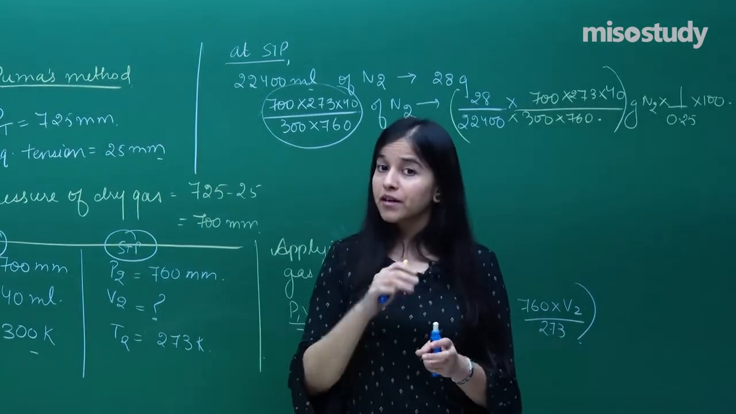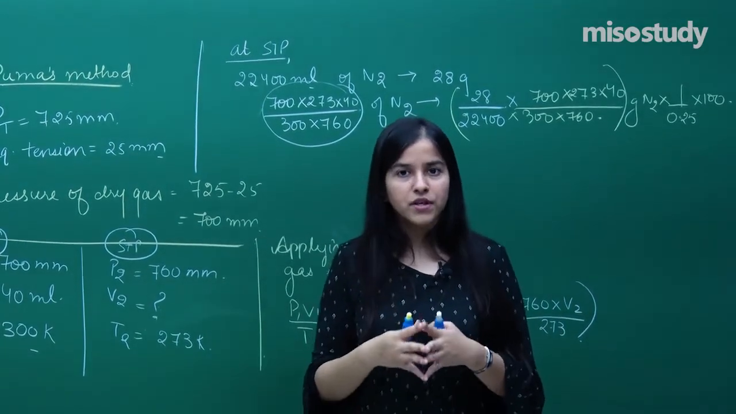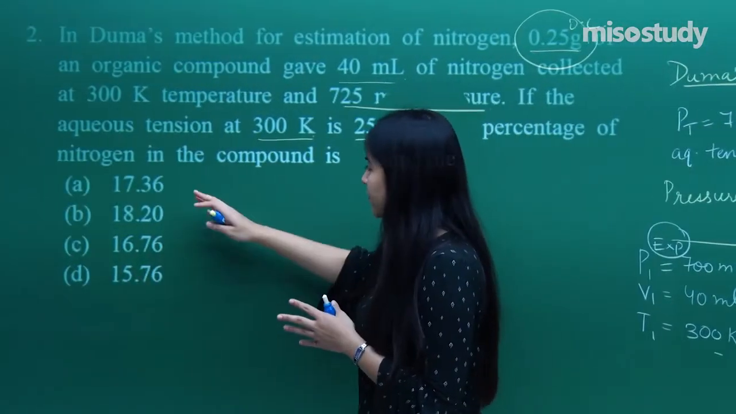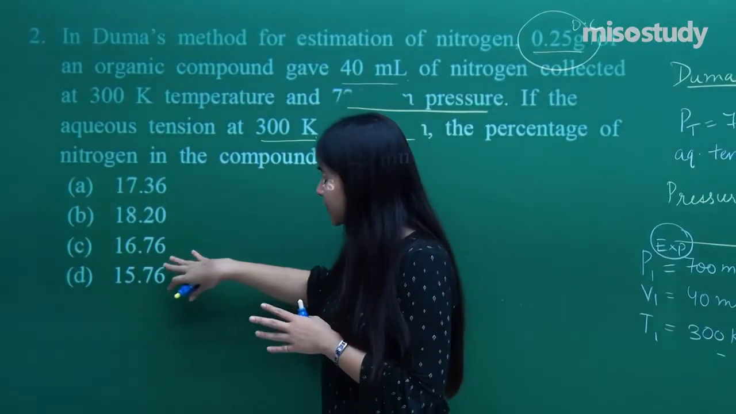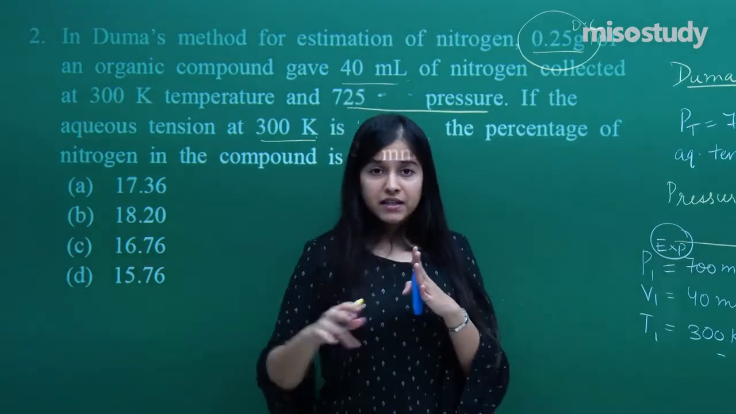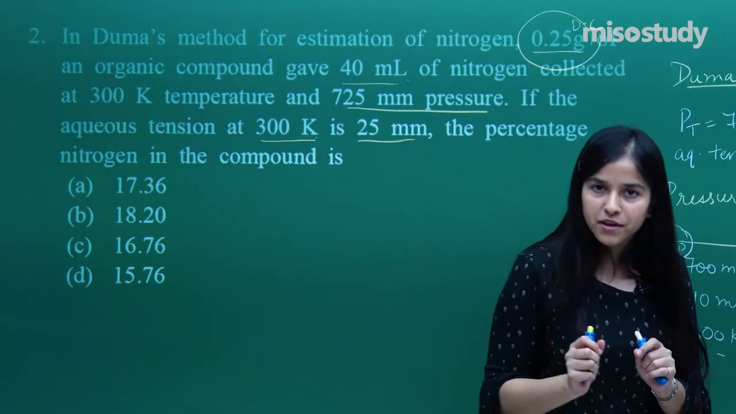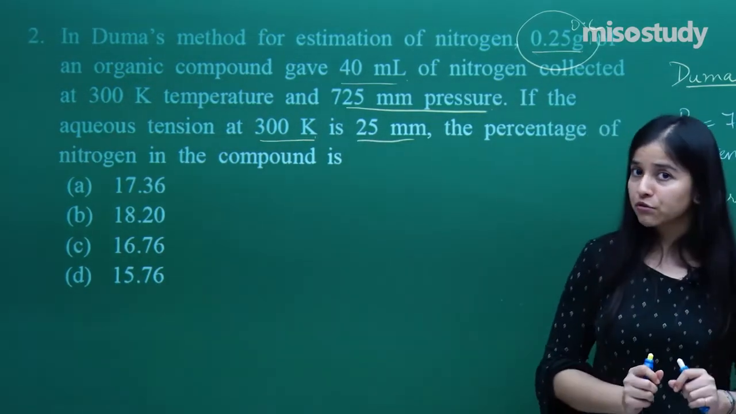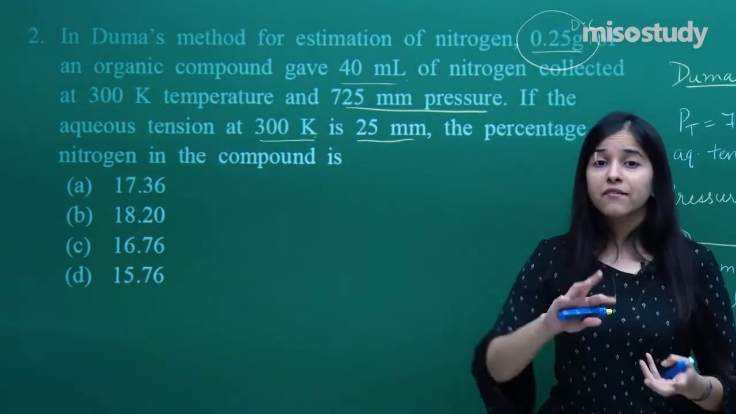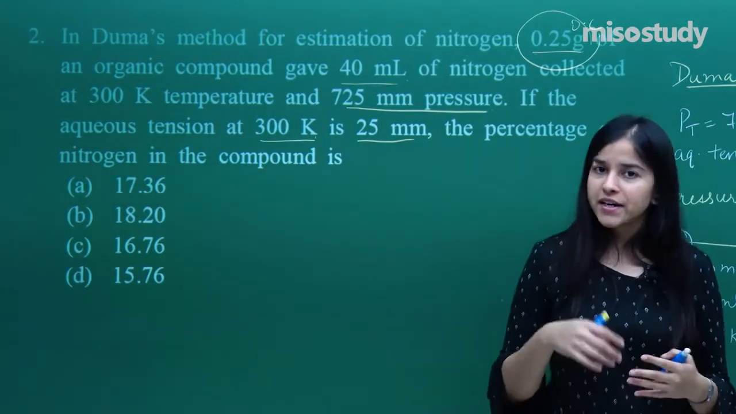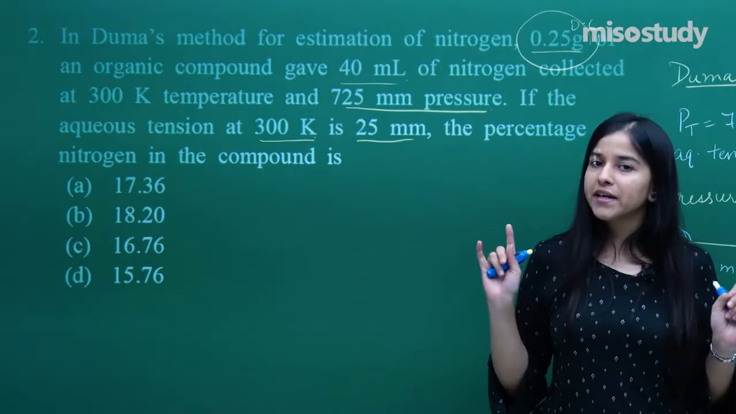You cannot apply approximations so much. Why? Because if you look at the options over here, it's 17.36, 18.20, 16.76. The values given over here are very close. If you try to perform the approximate calculations, you might have an error that could change your answer entirely and it would be incorrect.